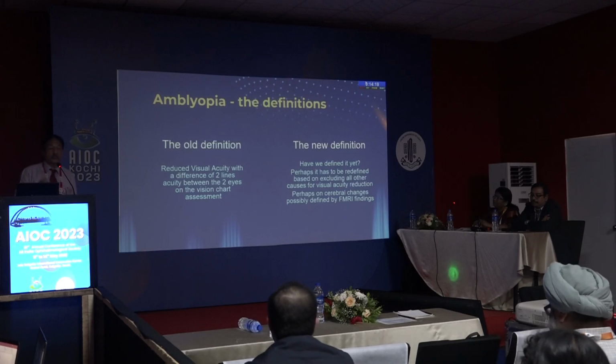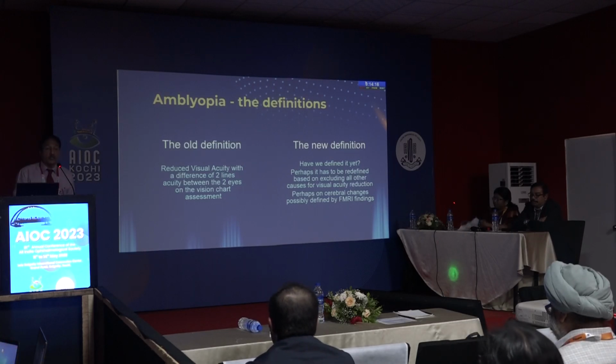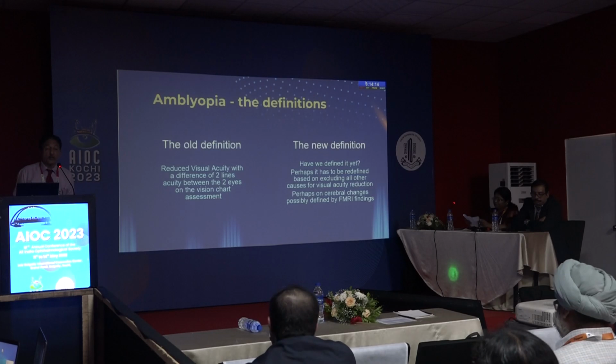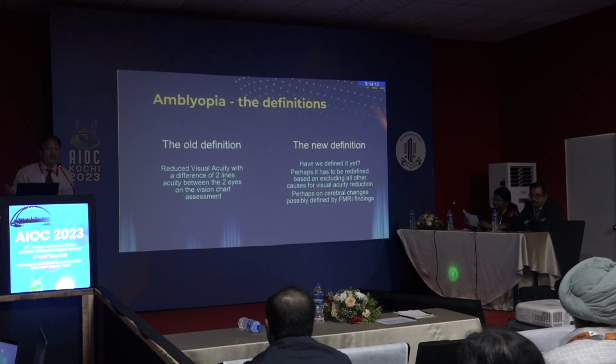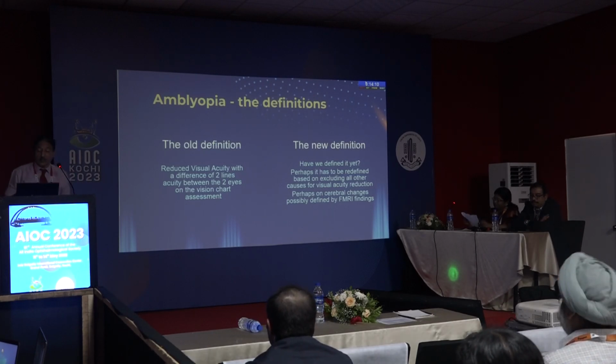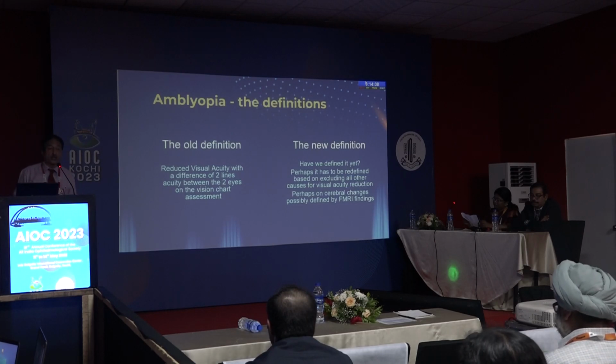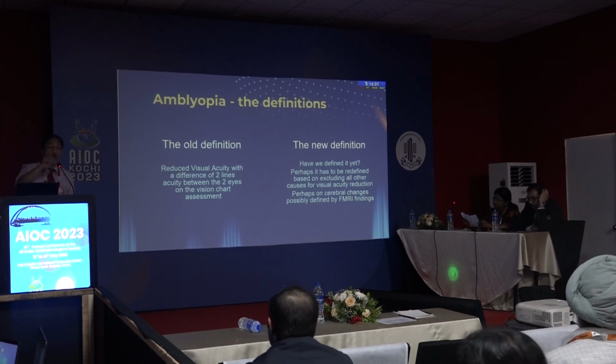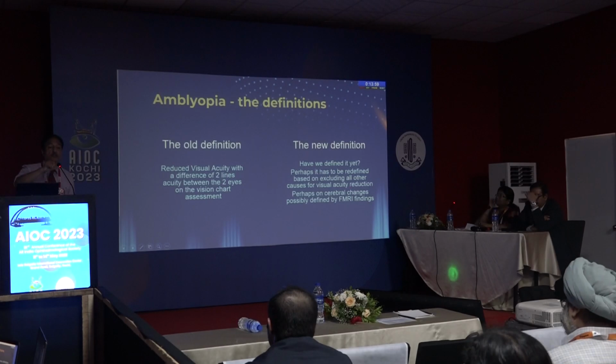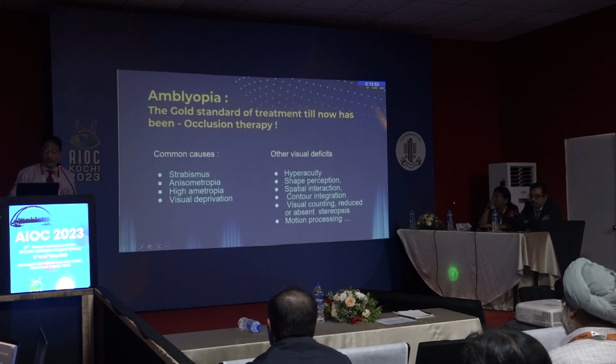Now, the old definition is a difference of two lines. Is it really the amblyopia? Amblyopia is associated with a number of other defects, like the contour interaction is wrong, the counting difficulties are there, hyperacuity difficulties, so many difficulties are there. And if you just say amblyopia is associated with a difference of two lines between the two eyes, it has no meaning at all. So we need to change the definition of amblyopia.